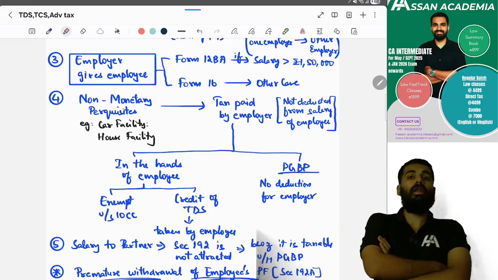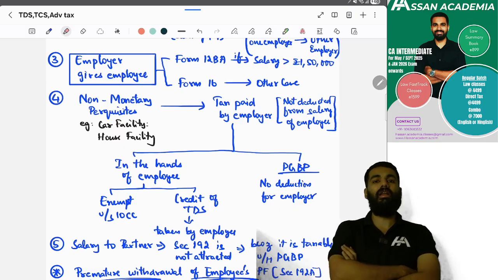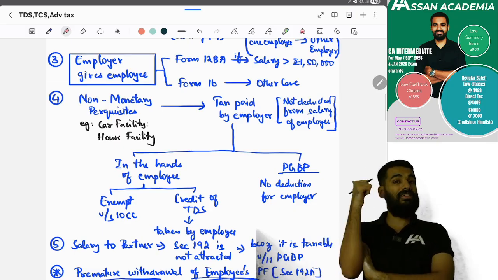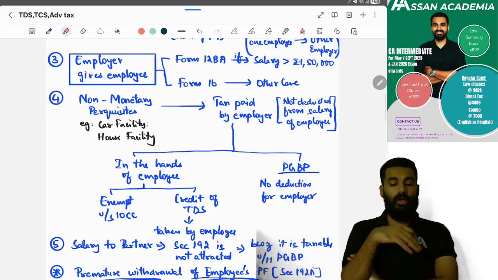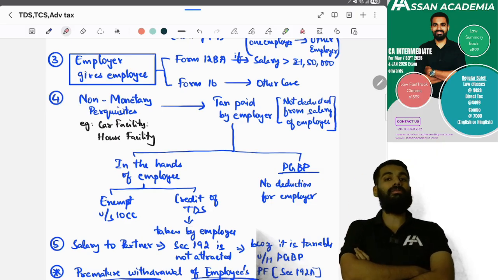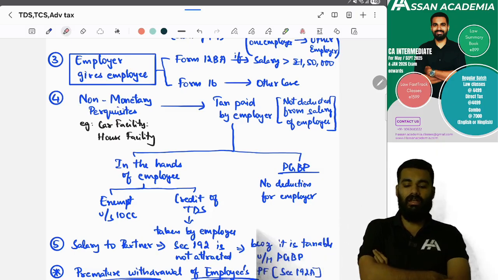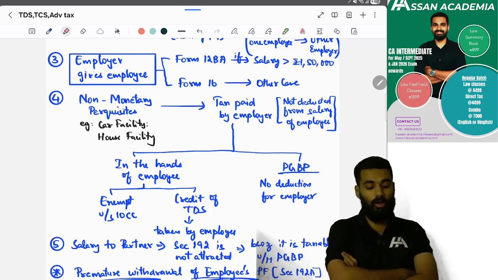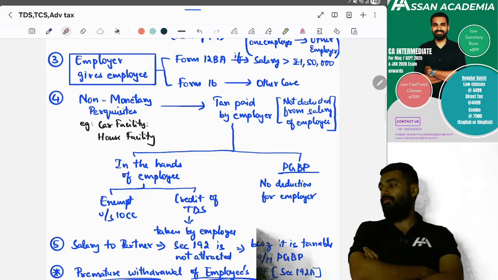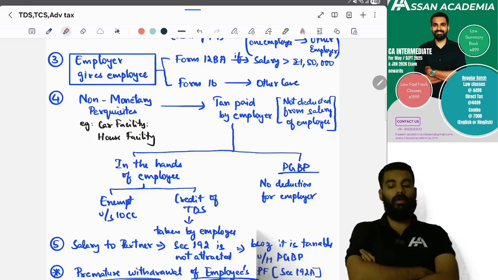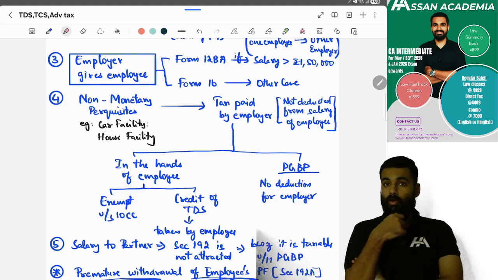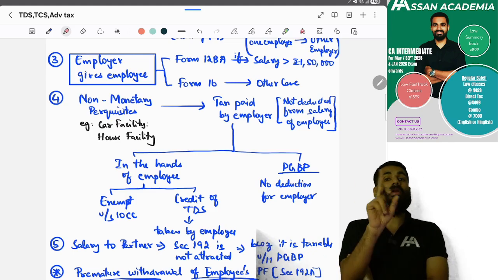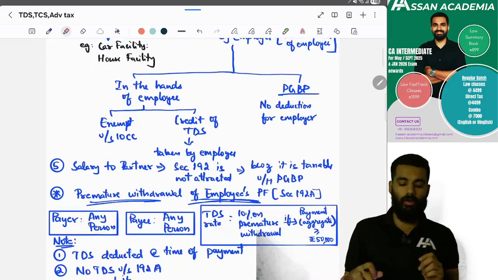What about non-monetary perquisites such as car facility and house facility and all? We have discussed this in the salary chapter also in detail, that it will be exempt in the hands of the employee under section 10CC, and also credit of TDS will be given to whom? Will it be given to the employee? No, it will be given to the employer. Yes. And in PGBP there will be no deduction.